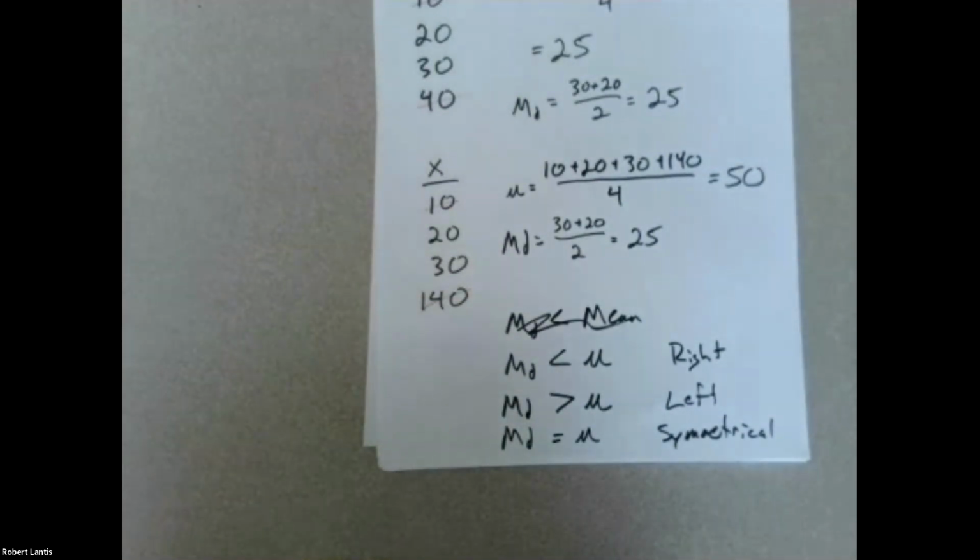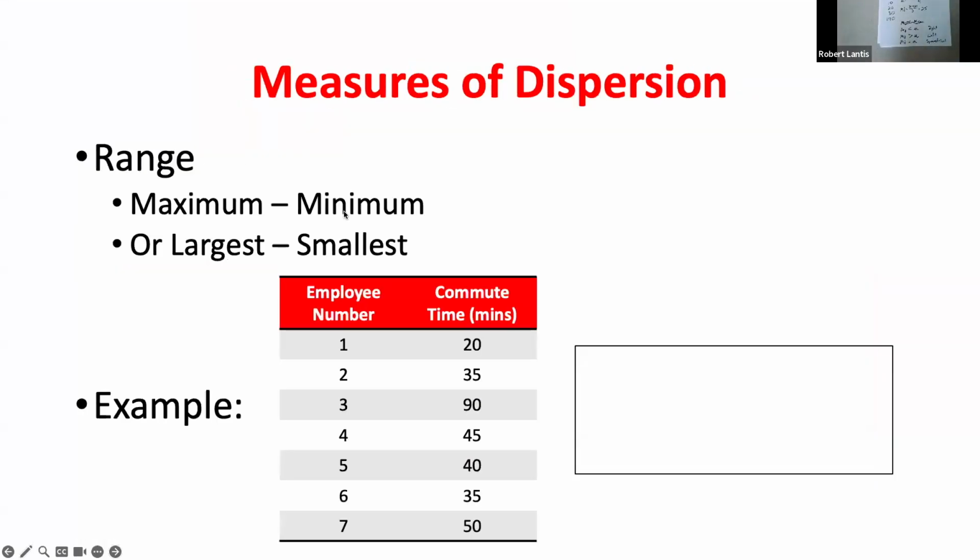All right, back to the slides. The next thing we're going to talk about is measures of dispersion, or how much variation there is in the values that we're seeing.